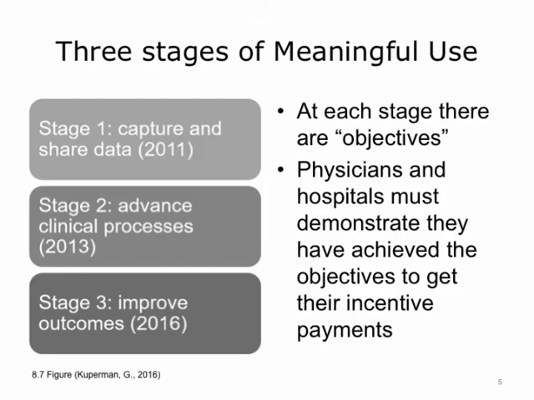The intent of the first stage was to increase the rates with which electronic data was captured and shared. The purpose of the second stage was to advance clinical processes. The purpose of the third stage was to improve outcomes. At each stage of meaningful use, there are objectives that providers must demonstrate that they are complying with in order to receive their incentive payments.